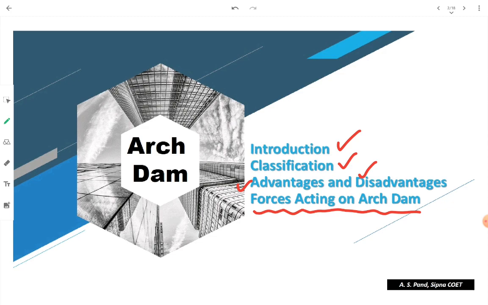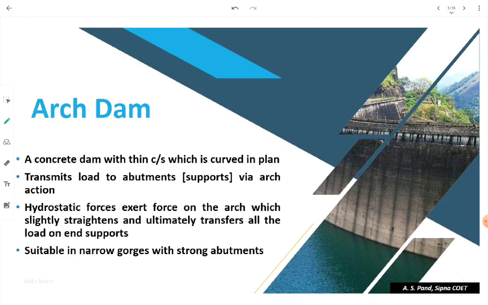Okay, so let's start. Specifically speaking, a concrete dam with a thin cross section whose curvature can be seen in plan is called an arch dam. The stability of an arch dam is achieved by virtue of thrust action, via arch action, on the abutments or side supports. Then hydrostatic force, the major force that acts on any dam, is transferred to the support by virtue of the arching action and the cantilever action.